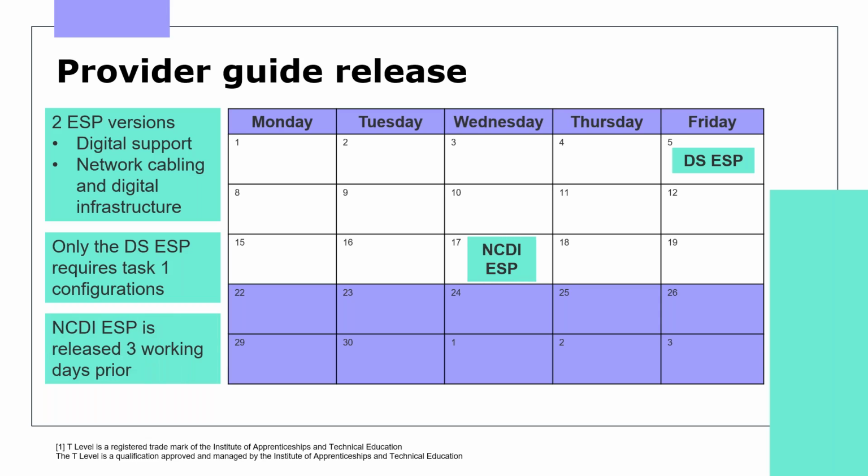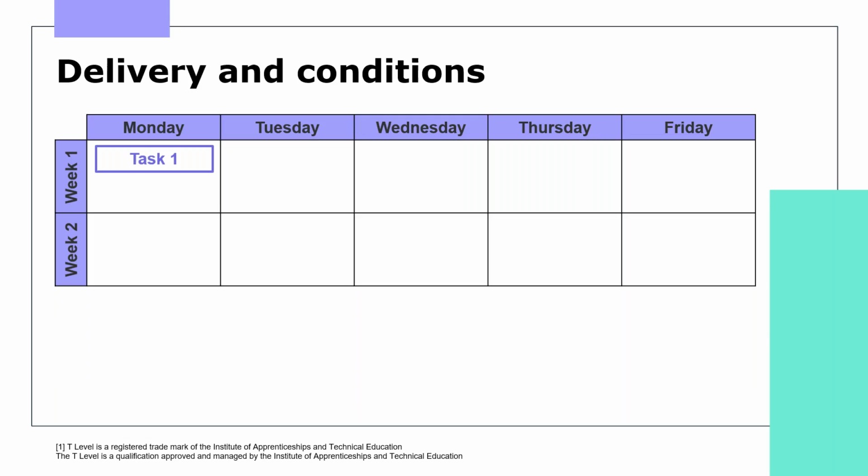For the Network Cabling and Digital Infrastructure ESP, which we're discussing in this video, this will be 3 working days before the assessment window begins. This is released later than the Digital Support ESP, as there's no configurations needed to perform Task 1, and instead, students are supplied with documents to review and analyse.